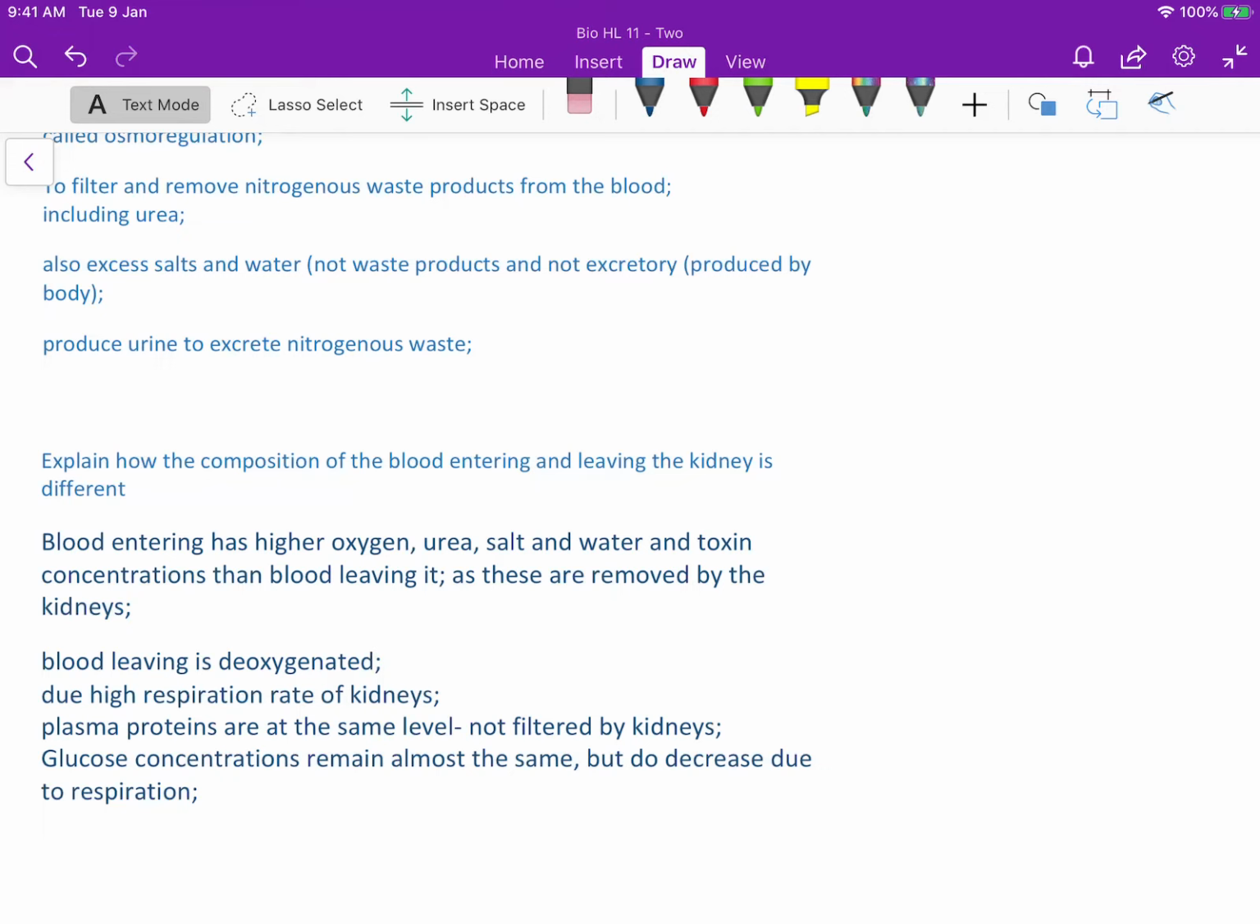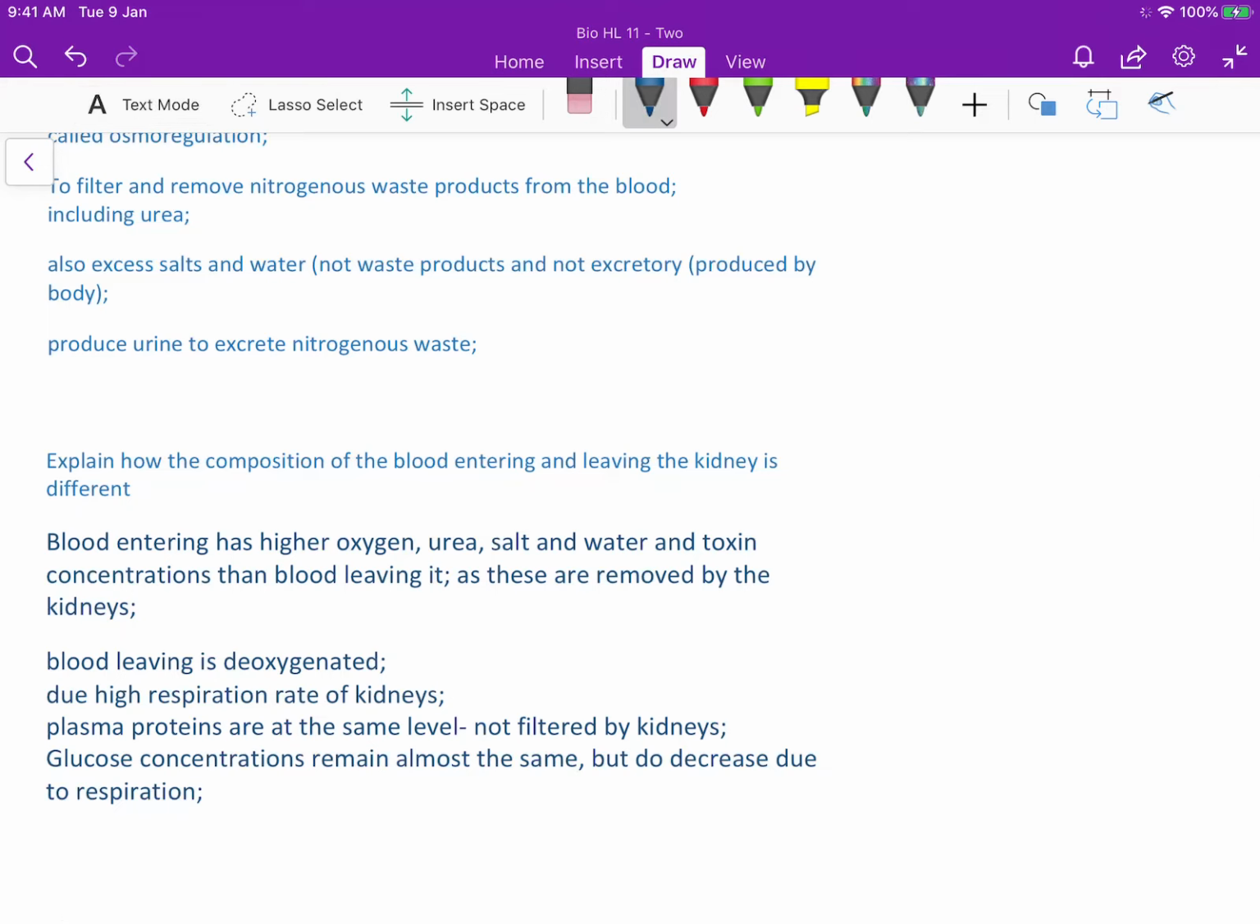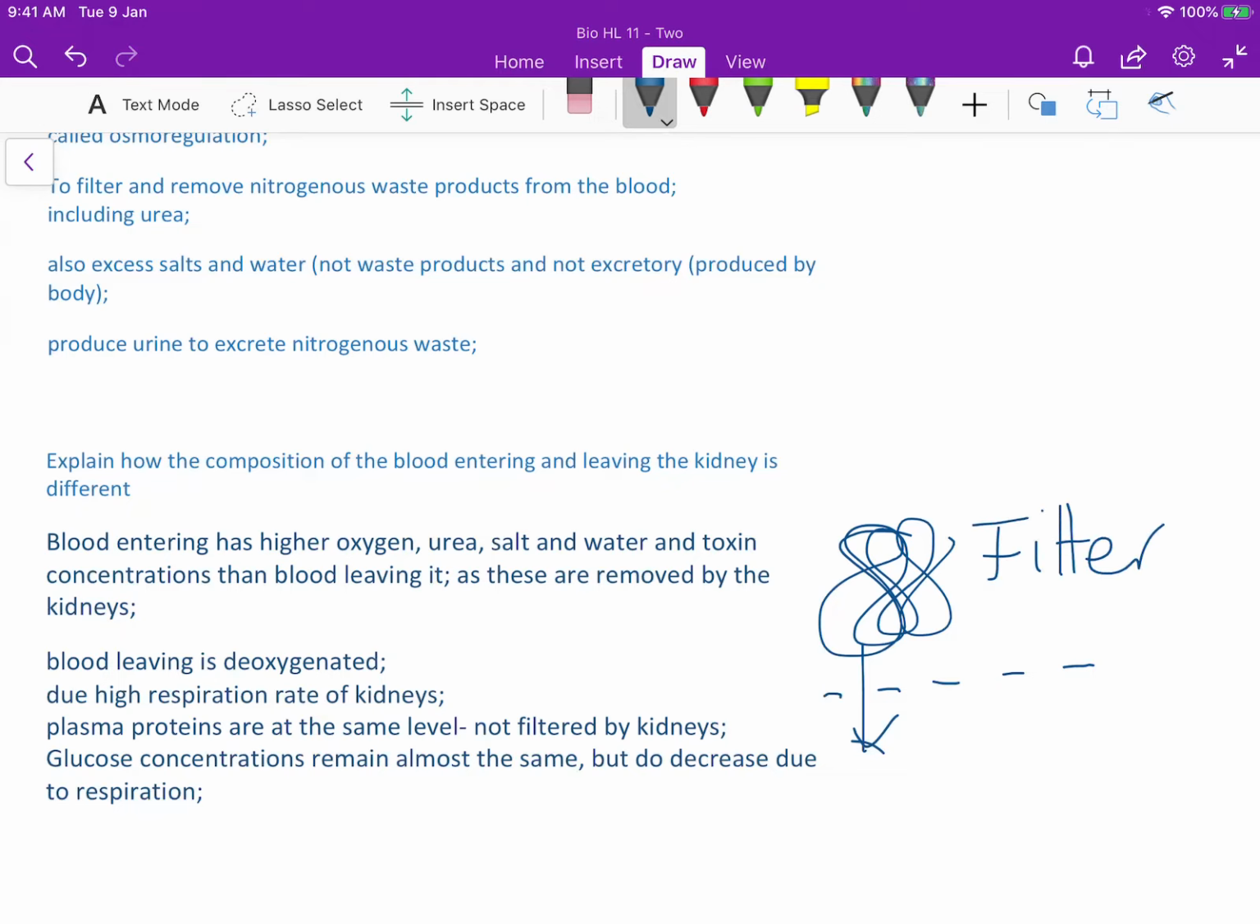But some things are going to remain the same, and that's plasma proteins. And that's because plasma proteins are too big to fit through the filter. So we're going to come on to that. The kidney is working as a filter, and things like blood plasma proteins are not filtered. Blood glucose concentration is kind of similar, but it does decrease. So there's not a huge change in blood glucose, but some glucose is being used by the kidney.